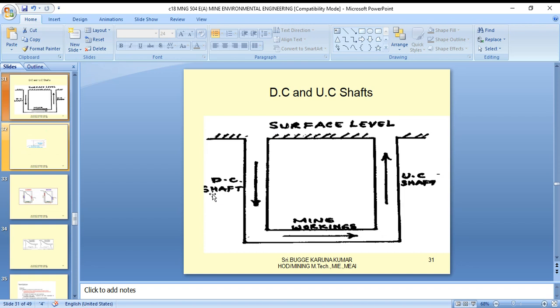Here it can be simply explained. DC is a downcast shaft, UC is an upcast shaft. So air enters at this head, goes through the mine working, and leaves through this door.